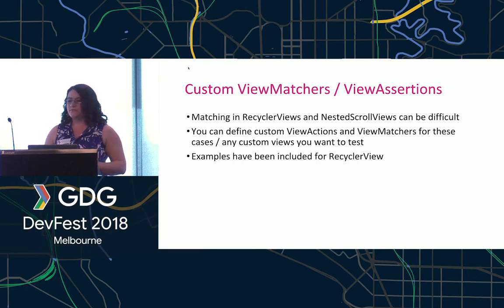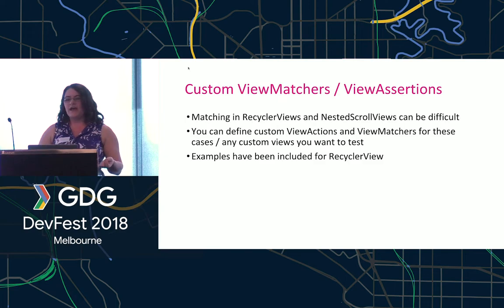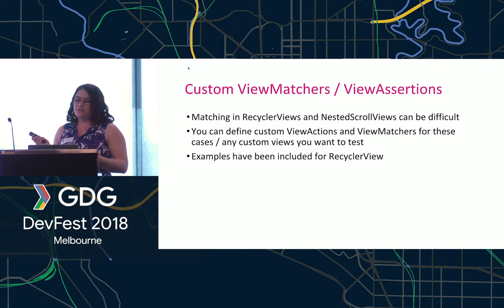Custom view matchers or view assertions. Espresso is really extensible, and that's good because it has some trouble matching recycler views and nested scroll views. And also if you've got any custom views that you've written, it may have trouble matching them as well. But you can write your own view assertions and your own view matchers. So I've included one for recycler views as well.